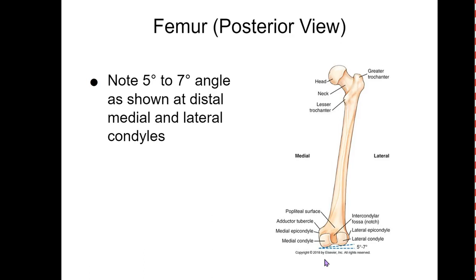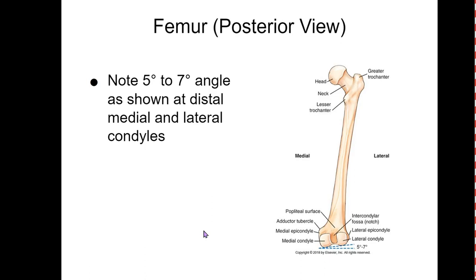A difference between the medial and lateral condyles is the presence of the adductor tubercle, which you can see here. The adductor tubercle is a slightly raised area that actually holds onto or receives the tendon of an adductor muscle.